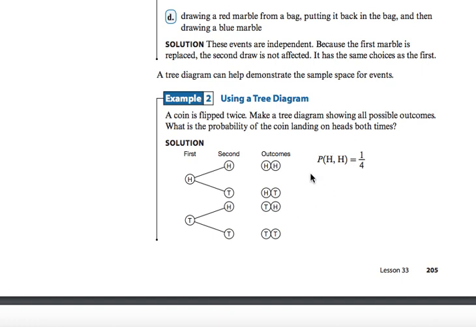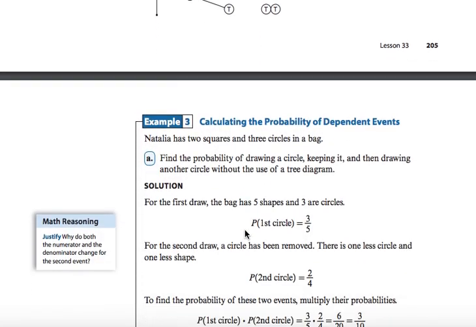What's the probability of getting heads both times? Well, you've got a 1/2 chance here, and then you've got a 1/2 chance here. 1/2 times 1/2 is going to be 1/4. So this kind of shows you what that looks like. This would be 1 out of 1, 2, 3, and 4 of those outcomes. This is just a visual of what that probability actually looks like.